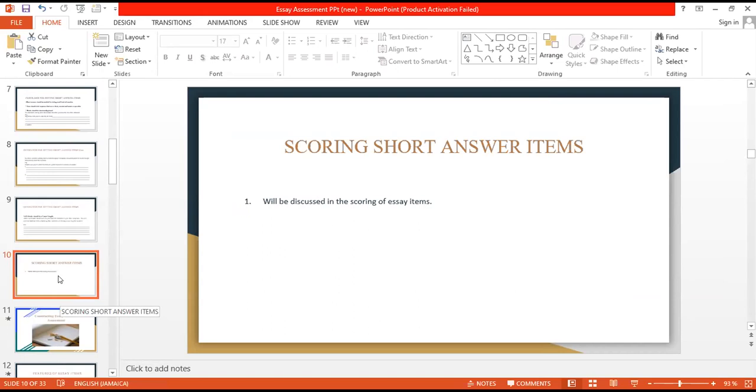All right, scoring short answer. Some of the guidelines for scoring the short answer are the same as for scoring the essay items, and that is going to be discussed when we get to that part.